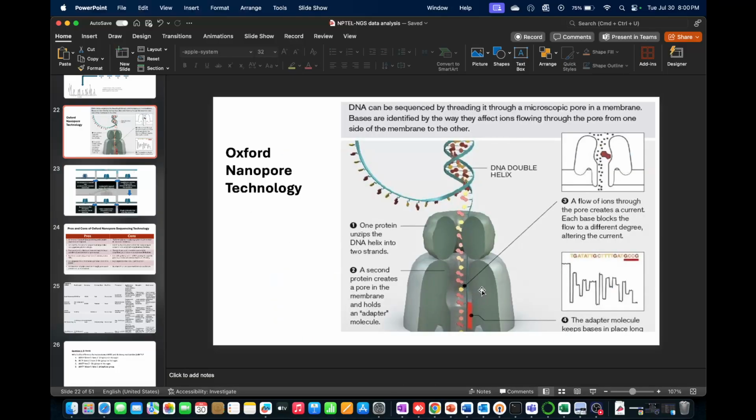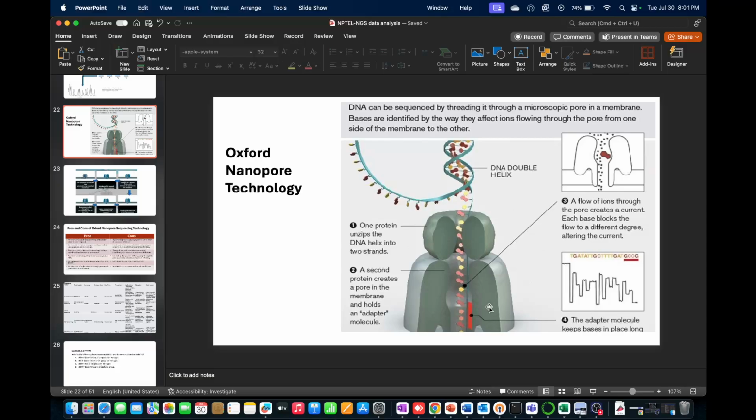So what essentially they are asking is about this protein, and there is an adapter molecule that keeps the bases in place. But the protein above that is what helps unzip the DNA helix into two strands. So what they are asking is about this protein with the adapter present inside it. So these are two different proteins. One protein is present on top and the second protein is at the bottom, which is the main one that is used for the sequencing purposes.